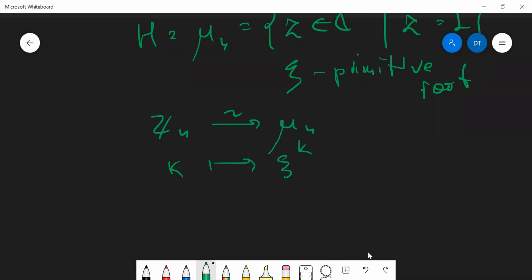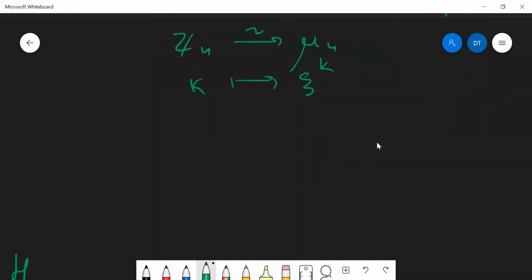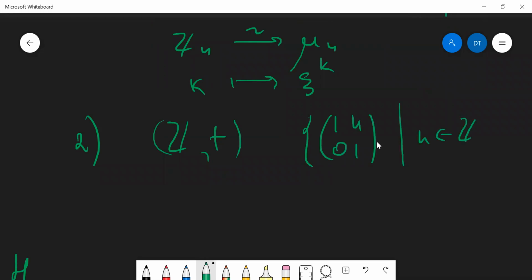So that's one example. Now, a second example: you may take the group Z with addition, of course. And you may take a group of matrices of this form where n is an integer and the operation is multiplication.